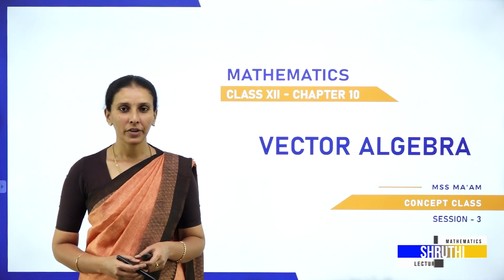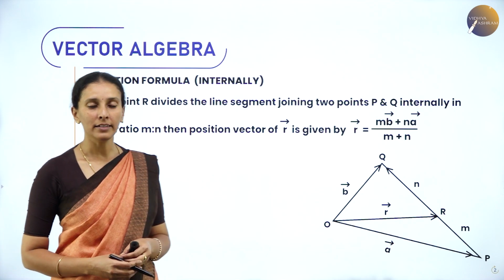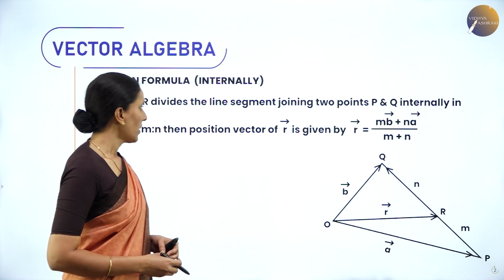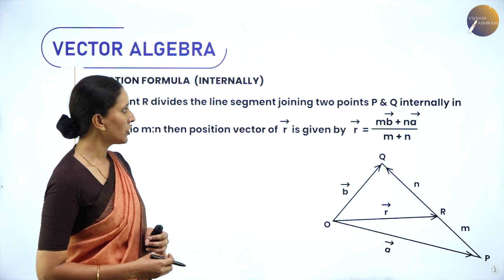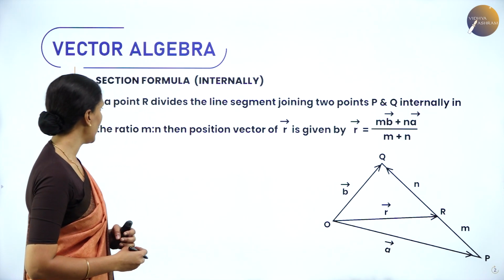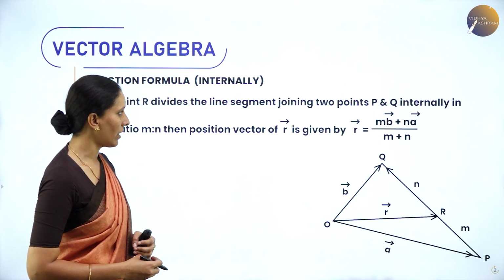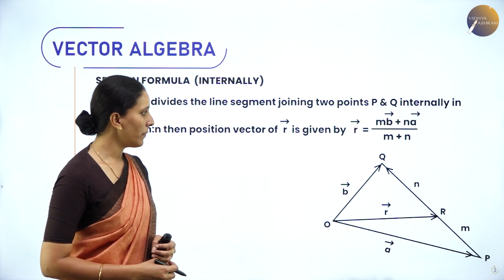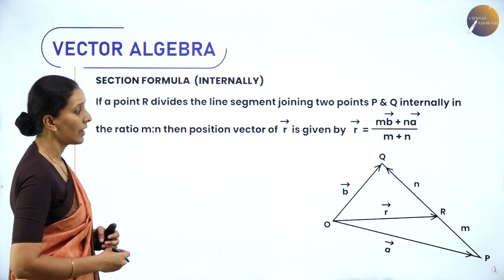So in this session, we are going to study the section formula under vector algebra. If a point R divides the line segment joining two points P and Q internally in the ratio m is to n, then the position vector of R is given by R is equal to m into vector B plus n into vector A divided by m plus n.